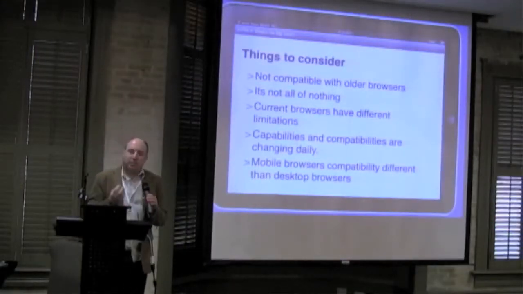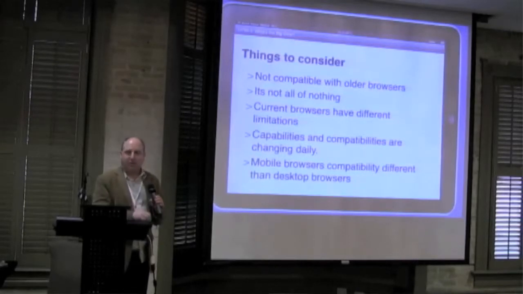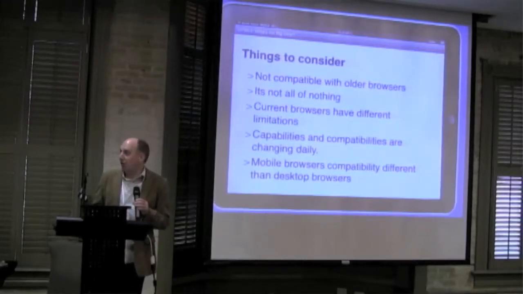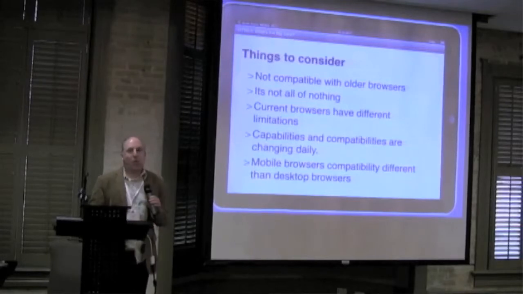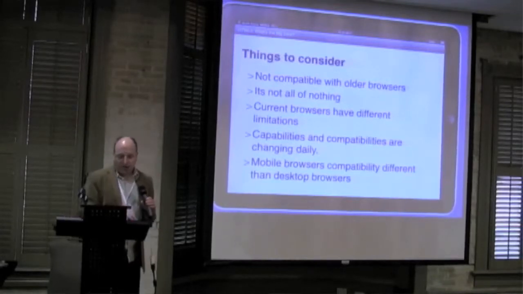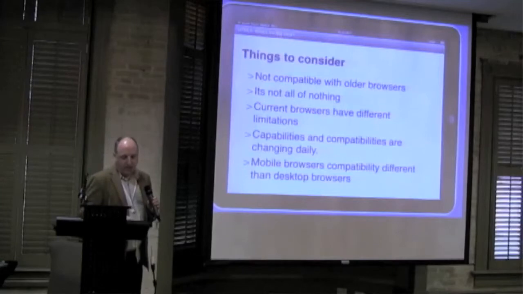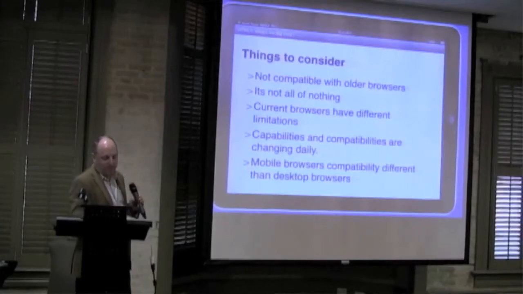So what I mean by it's not all or nothing is you will find that certain browsers have certain HTML5 features right now, but they don't have all of them. Some of them will be able to do video right now, but won't be able to do all the Canvas stuff. So each browser has different limitations. The capabilities and compatibilities of the different browsers are really changing daily. Every time you update, well, Firefox 4 is the HTML5 compatible version of Firefox, which is updated almost daily.